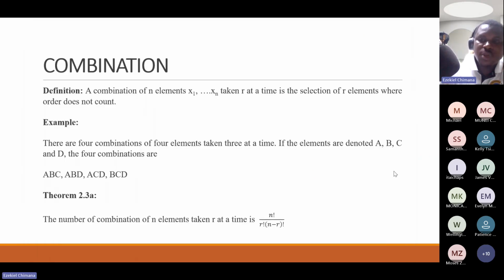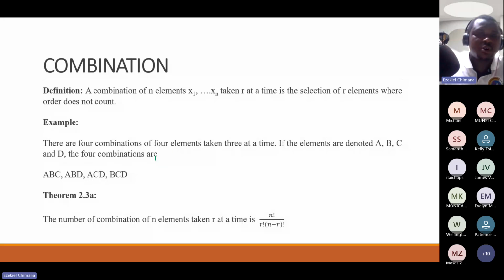Okay, so let's look at combinations. Combinations are different from permutations. Why? Because in a combination, you are just looking at combining things. The order doesn't matter here. A, B, C and A, C, B is just the same thing when you are talking about combinations.